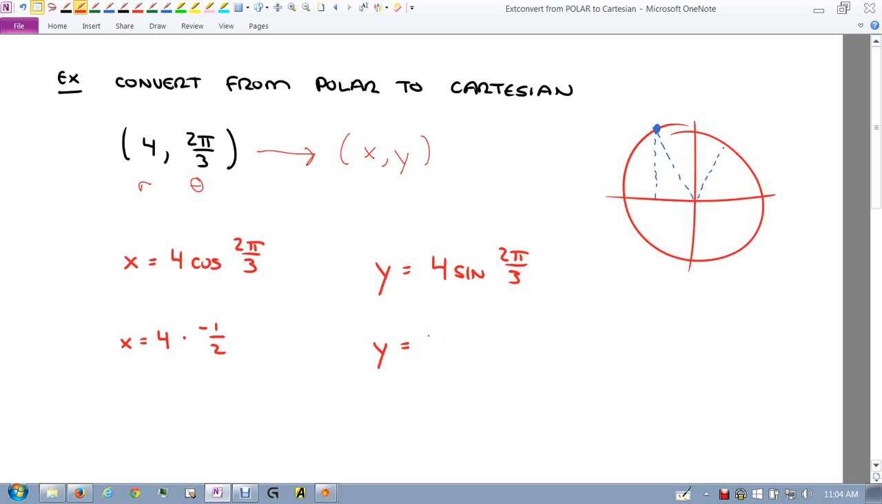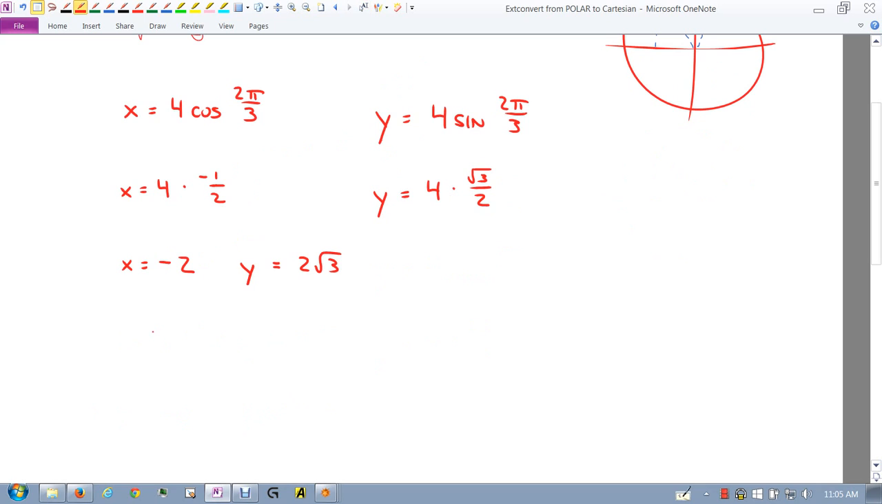What's sine of 2 pi over 3? Root 3 over 2? Could you get that if you had a unit circle? Yes? Okay. So x is negative 2, and y is 2 root 3. And so in Cartesian, it's the point negative 2, 2 root 3. That would be the answer.